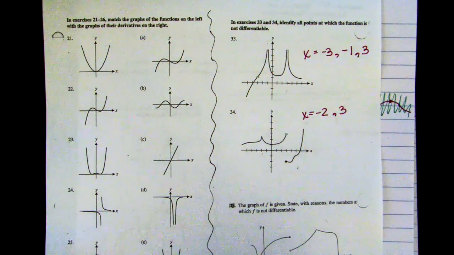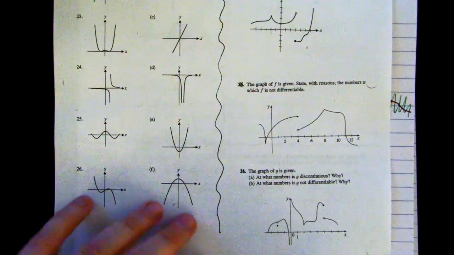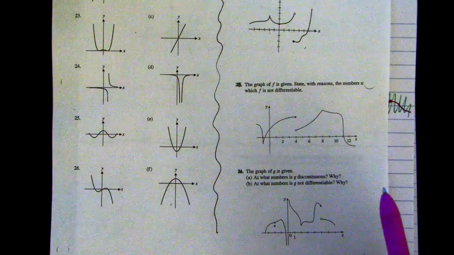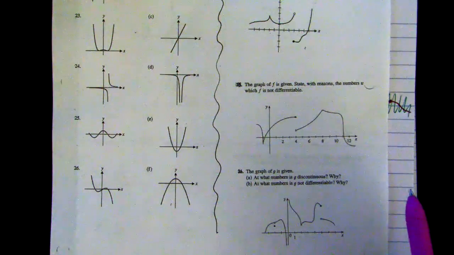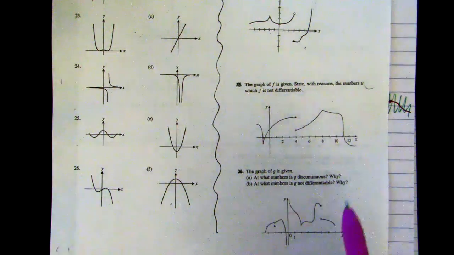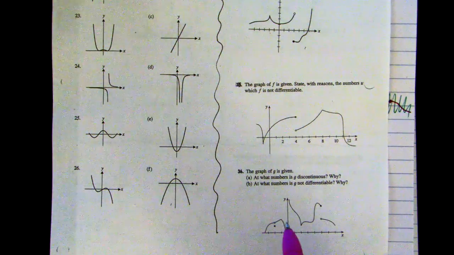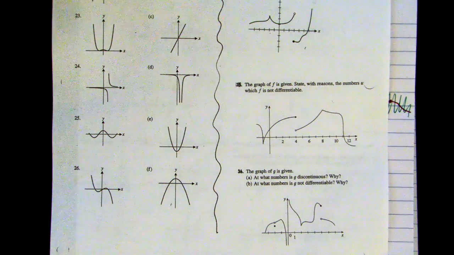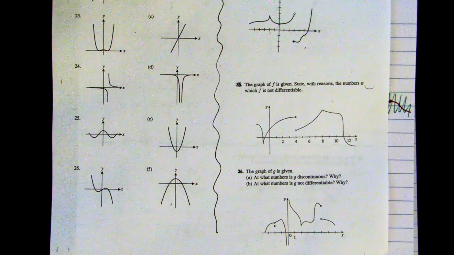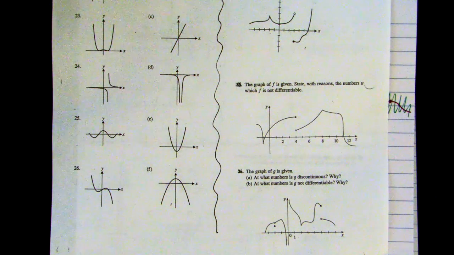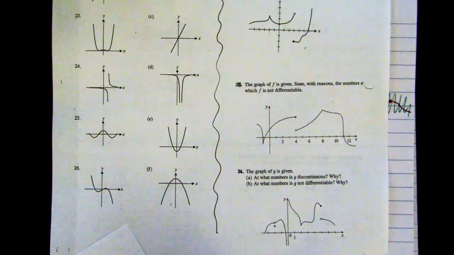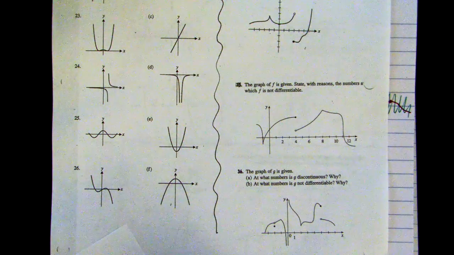Let's go down to 35. I want to know where that graph is not differentiable, and it says to give reasons. And our reasons, there are 3 reasons I'm looking for. We are not continuous, we have a sharp turn, or we have a vertical tangent. See what you can do here. Find all the places we are not differentiable and give reasons.